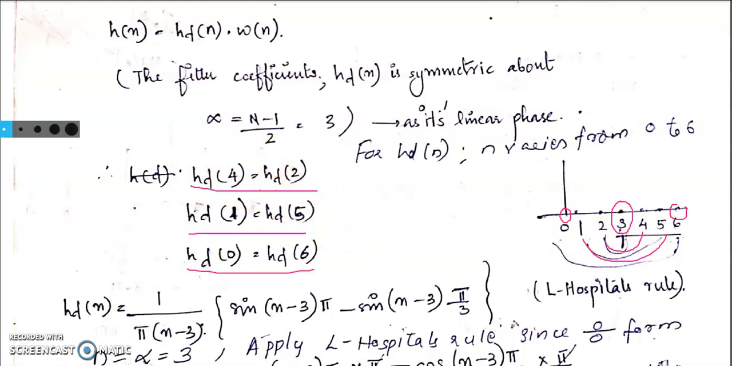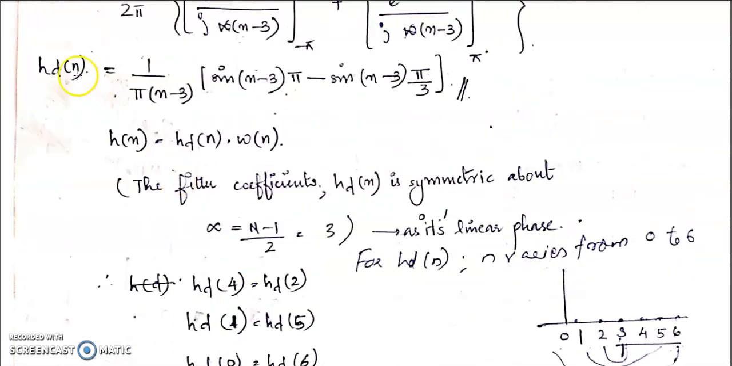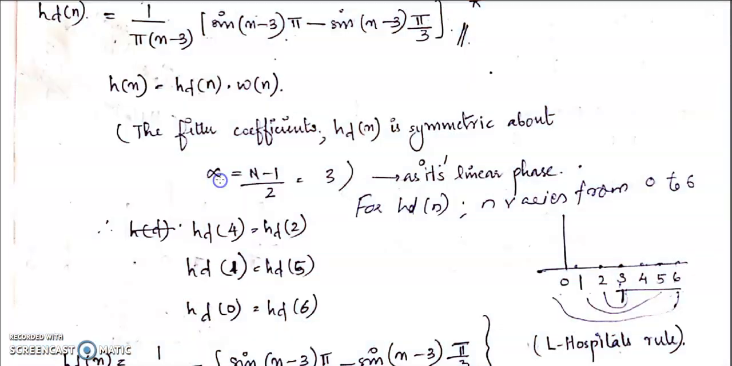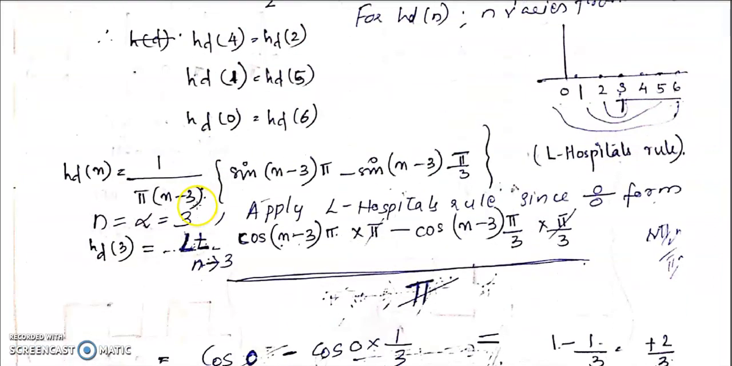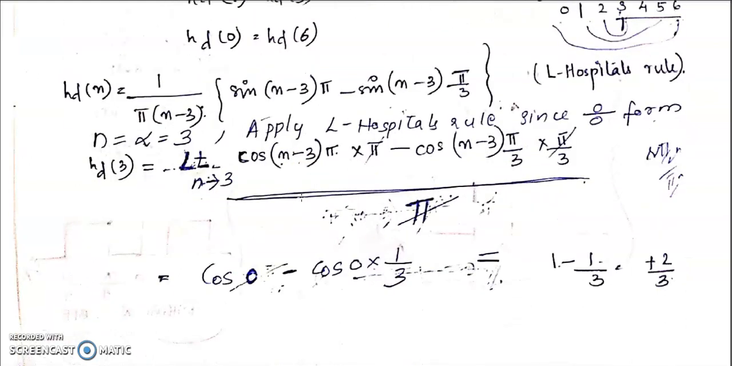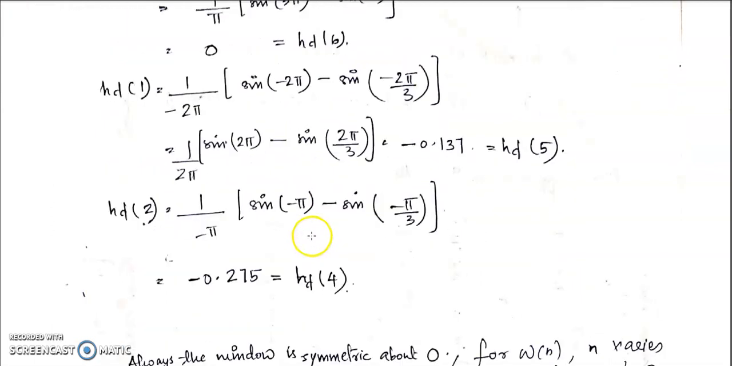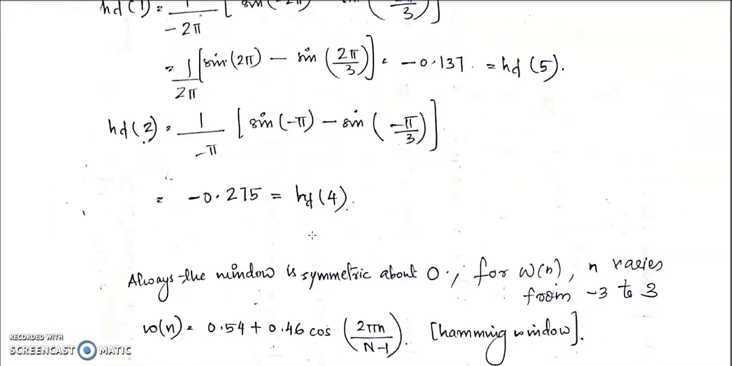Okay, you can substitute n in this equation. When we substitute n equal to 3, what happens? It becomes 0 by 0 form. So you can use L'Hospital rule, or the limit as theta tends to 0 of sine theta by theta equals 1. That was discussed in the previous problem, you can cross check with that one. Then you will get the value of HD of 3, and then all these values. The values are mentioned here. You will get HD of 1, HD of 2, like that, up to HD of 6.